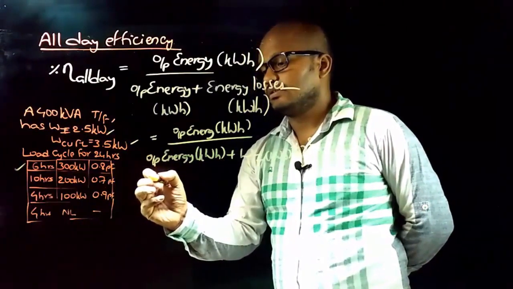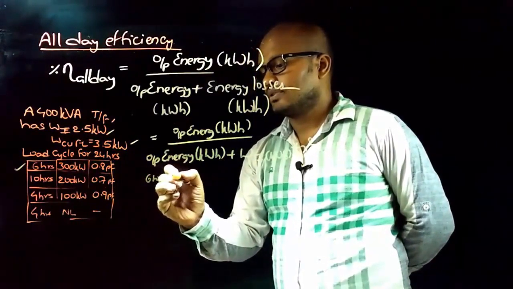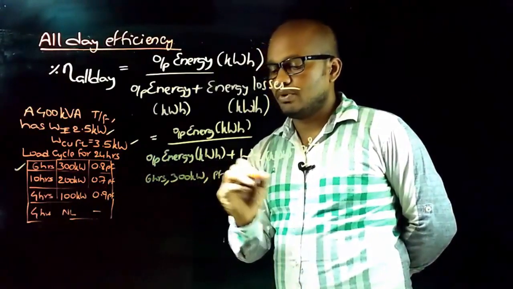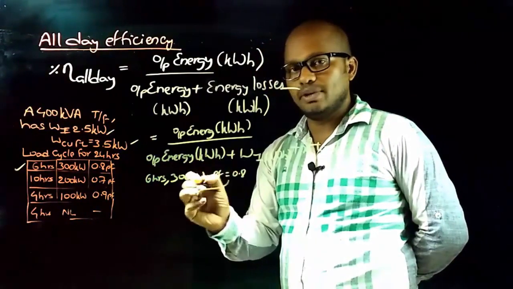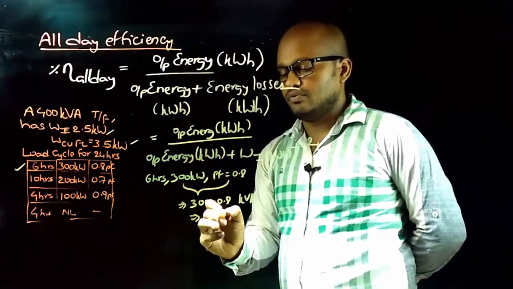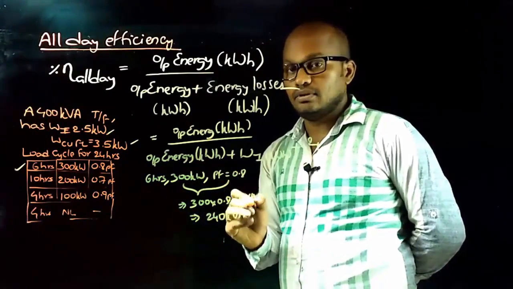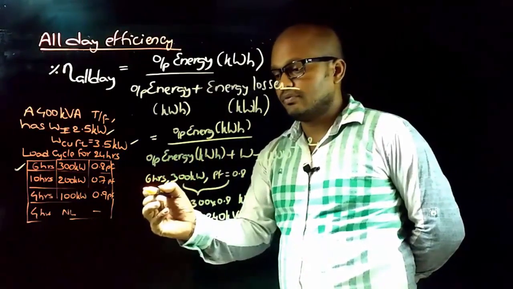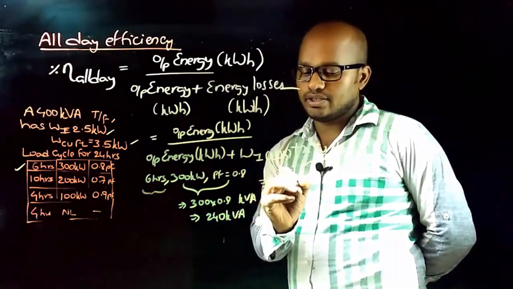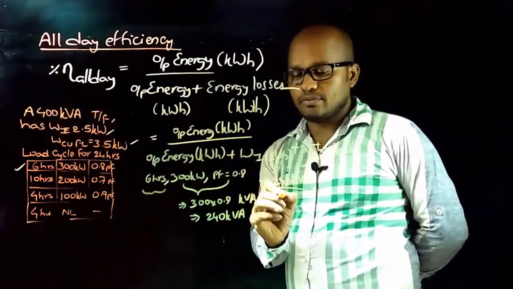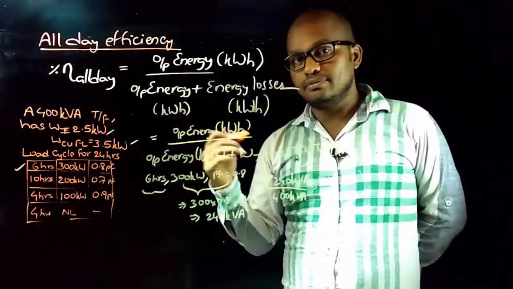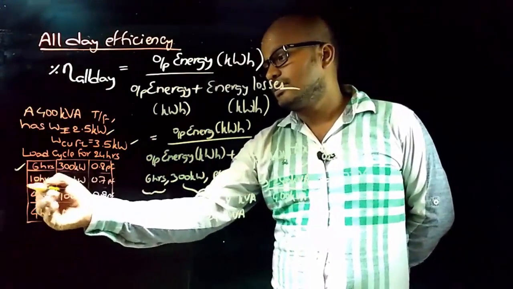So consider the first row. Here, 6 hours at 300 kilowatts and power factor 0.8, which implies in kVA, that is equal to 240 kVA. Therefore, the loading on the transformer for these whole 6 hours is 240 kVA divided by the rating of the transformer. That implies X is equal to 0.9375.